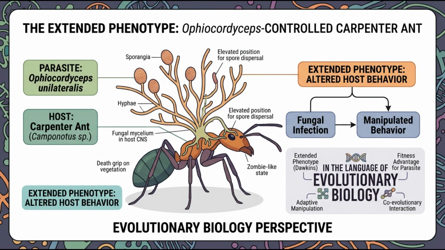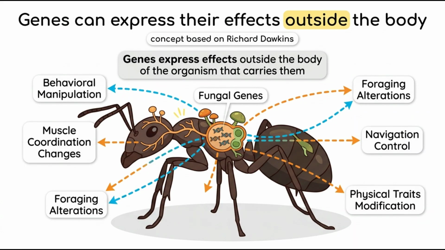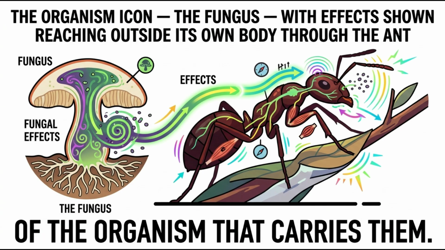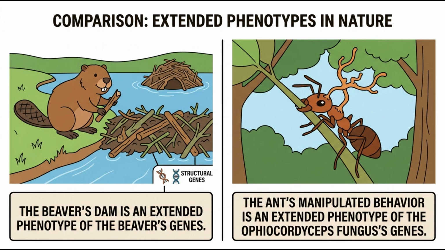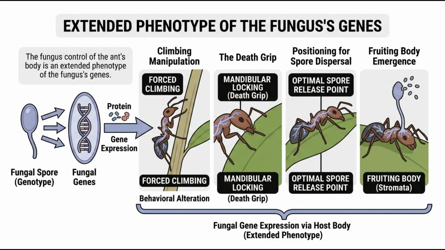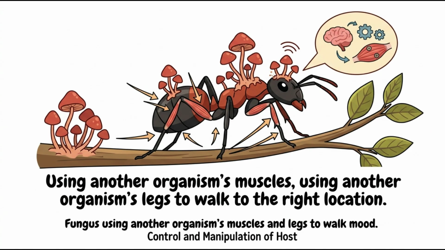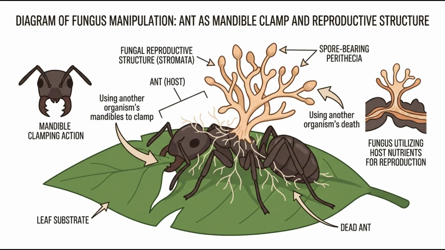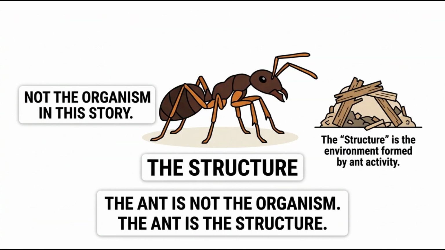What Ophiocordyceps represents in the language of evolutionary biology is an extended phenotype. The concept was developed by Richard Dawkins to describe how genes can express their effects outside the body of the organism that carries them. The beaver's dam is an extended phenotype of the beaver's genes. The fungus's control of the ant's body is an extended phenotype of the fungus's genes. The fungus expressing itself through another organism's muscles, using another organism's legs to walk to the right location, using another organism's mandibles to clamp onto the right leaf, using another organism's death as a reproductive structure. The ant is not the organism in this story. The ant is the structure.